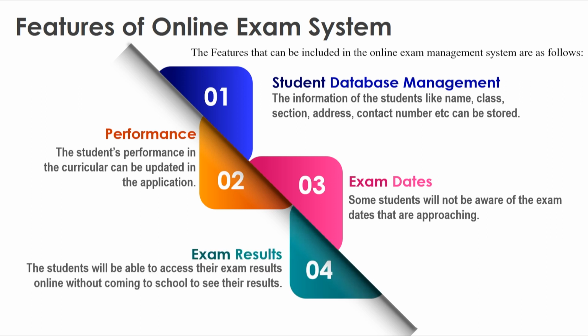Then exam results: students will be able to access their exam results online without coming to the school to see their results, right? So these are all some of the features that can be added. Apart from this, the biometric features of the student can also be added, for example, an iris recognition system, or the face and many other biometric details, so that the online proctored examination can be conducted thoroughly. So these are some of the features of an online examination system.